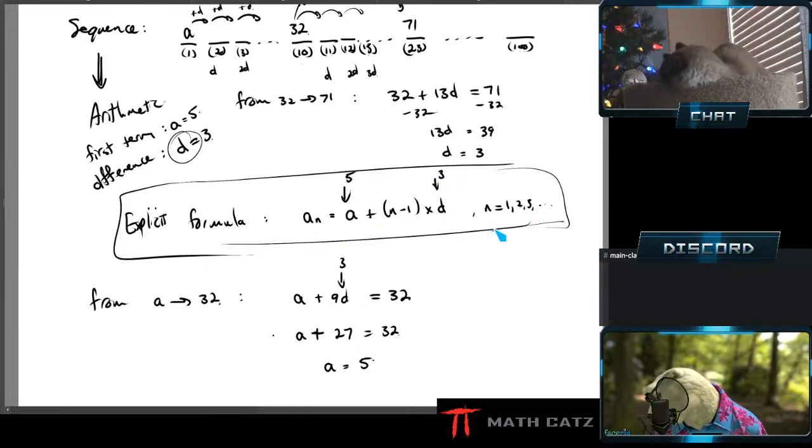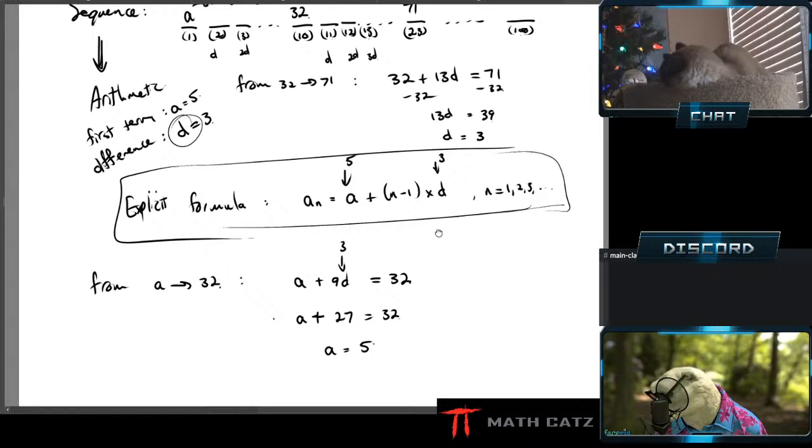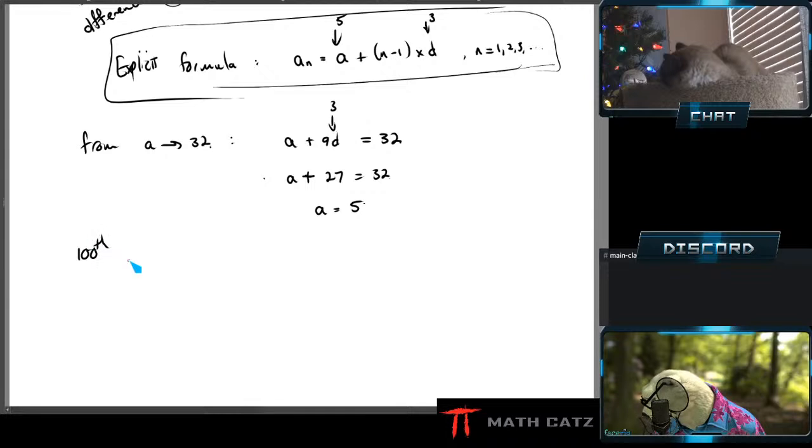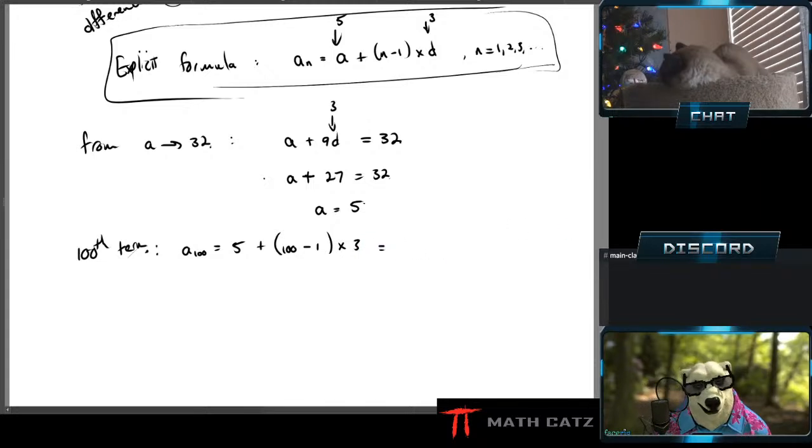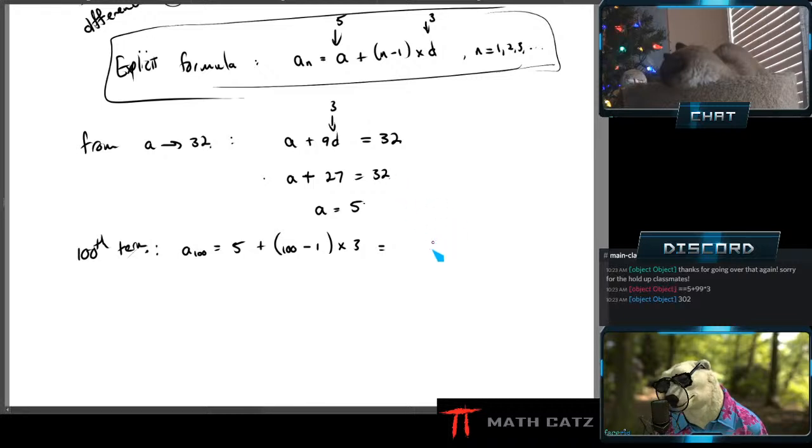And I can literally answer anything they want. If they want the 100th position, that's easy to do. The 100th term, rather, sorry, not position, is A100. Plug in 100 in my explicit formula: 100 minus 1 times 3, and I get something that MathBot can quickly find for us. 5 plus 99 times 3, and we get 302.